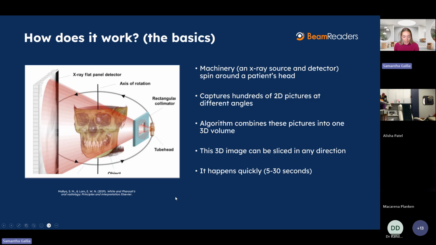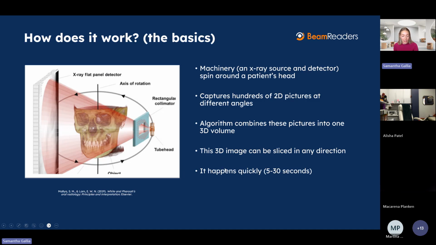The machine has an X-ray source and an X-ray detector that are opposite each other, and they rotate around the patient's head in a circle. As they rotate, a cone-shaped X-ray beam passes through the jaw and face, and the detector captures hundreds of separate 2D images at different angles. All of those images are sent to a computer, which uses a reconstruction algorithm to combine them into a 3D data set or a volume. And you can scroll through those in the planes that we just talked about.